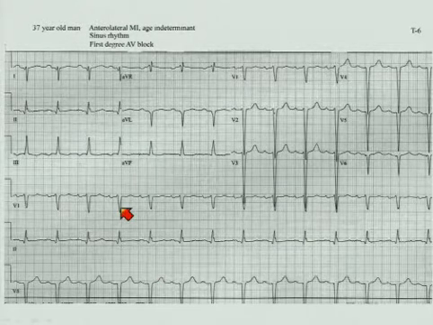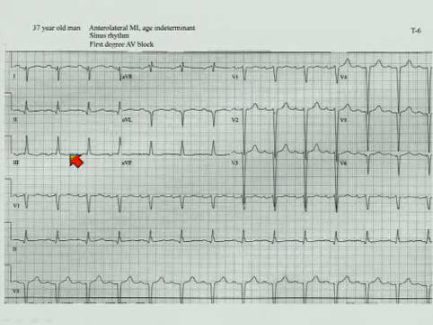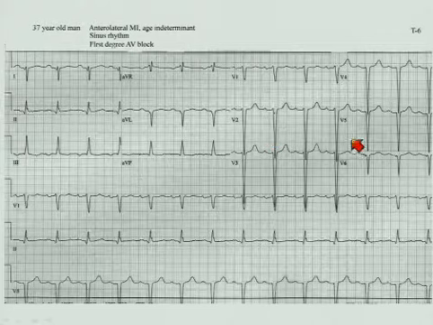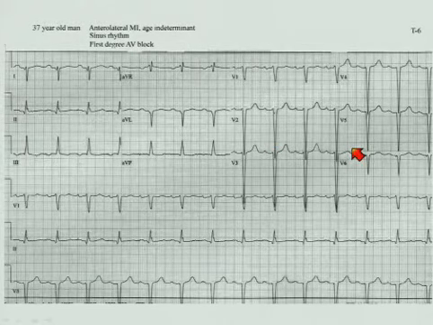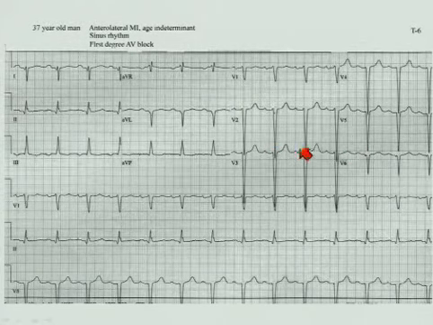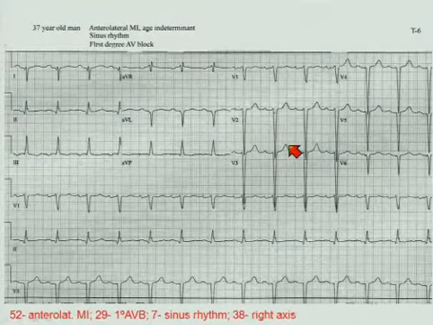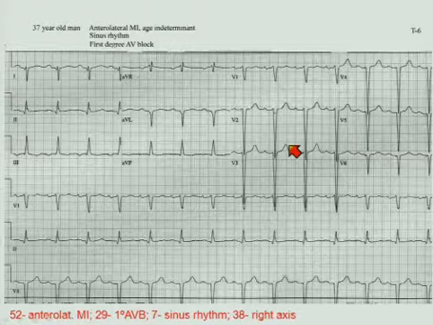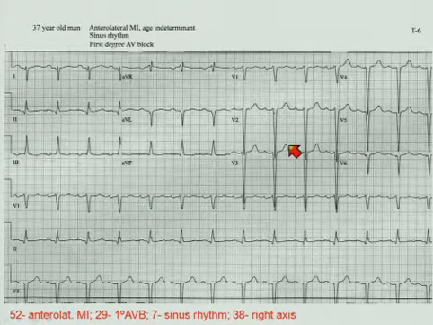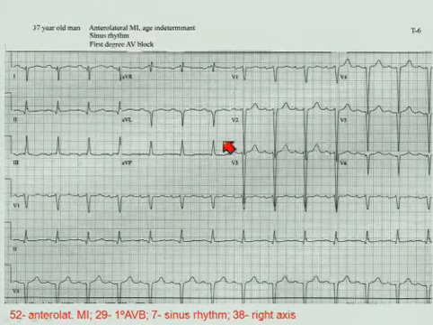Here's an example of a right axis, but the right axis is due to the fact that there's been an extensive anterolateral myocardial infarction. So on the board exam, I would put number 52 anterolateral MI, 29 first-degree AV block, 7 sinus rhythm, and 38 right axis.